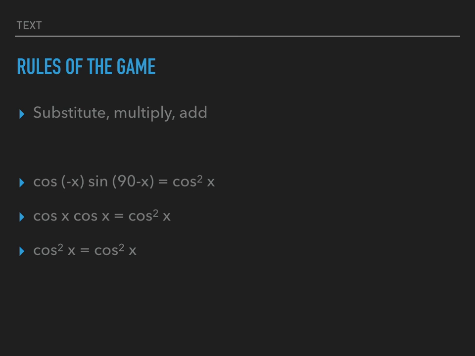Okay, this one brings in the stuff we just learned in this lesson. Cosine of negative x times sine of 90 minus x equals cosine squared x. Well, cosine of negative x is... Cosine is an even function, so the cosine of negative x is the same as the cosine of x. The sine of 90 minus x, that's the complement. That means that's the cosine of x. So cosine x times cosine x is cosine squared x, which equals cosine squared x. Check mark. We did it.